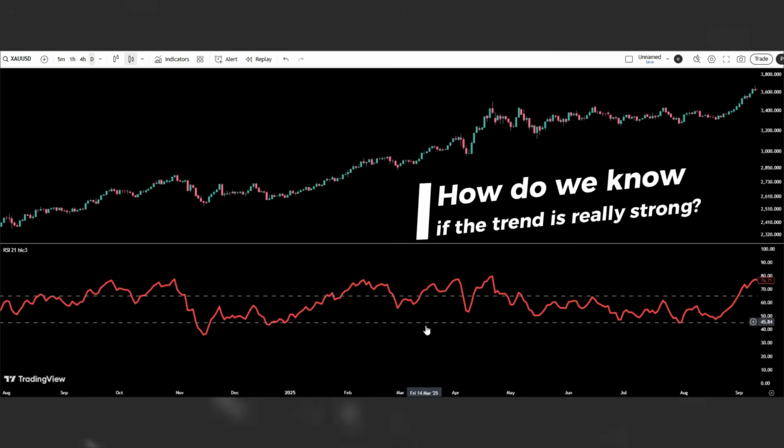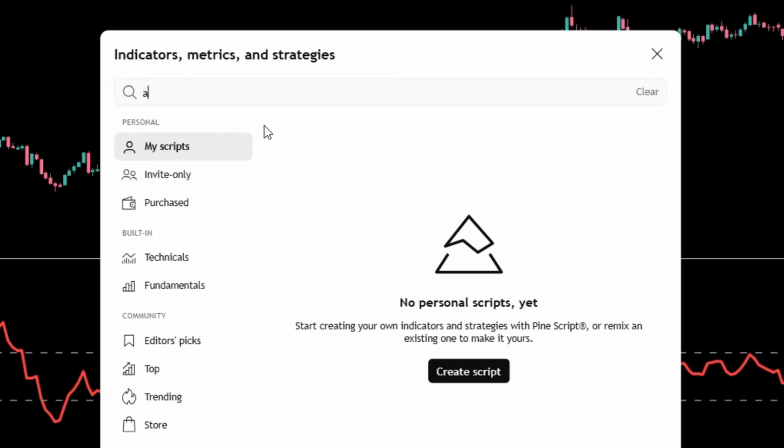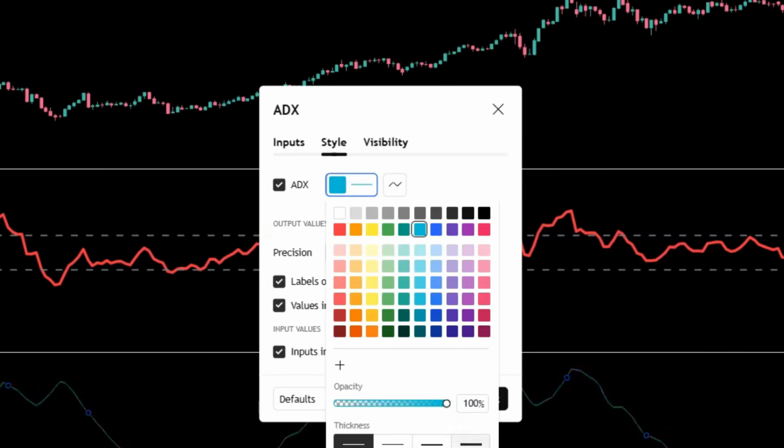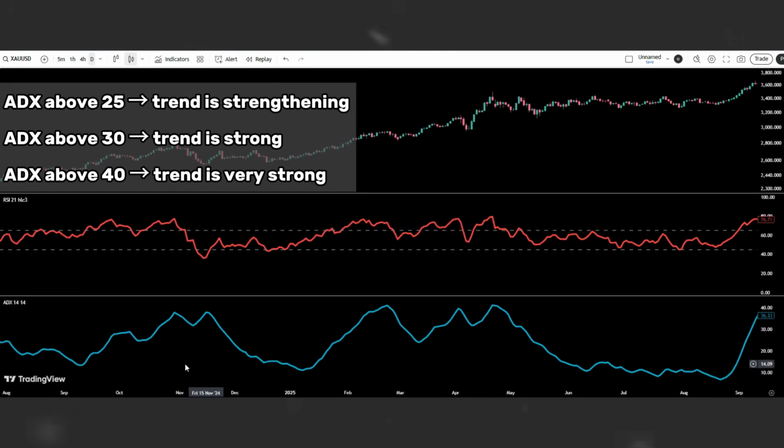But how do we know if the trend is really strong? We use the ADX indicator, which gives us a clear measure of trend strength. Values above 25 indicate that the trend is starting to strengthen. Above 30, the trend is strong, and above 40, it's very strong, showing significant price momentum.